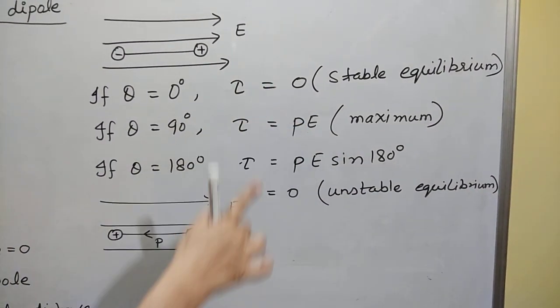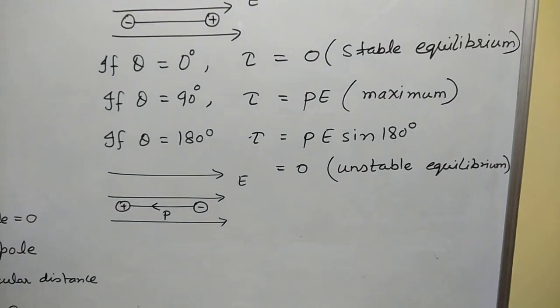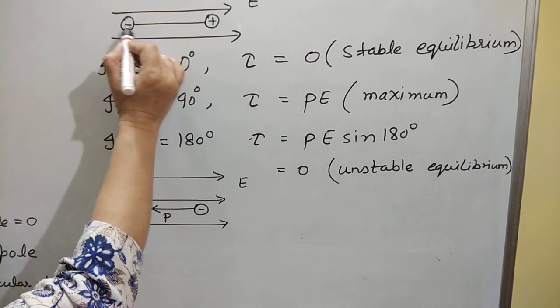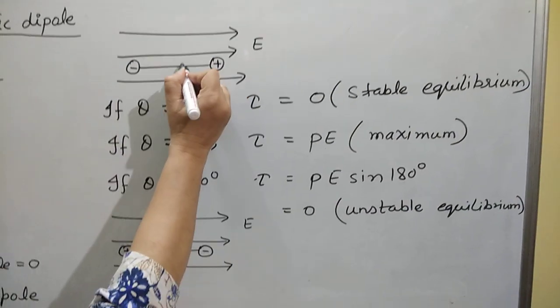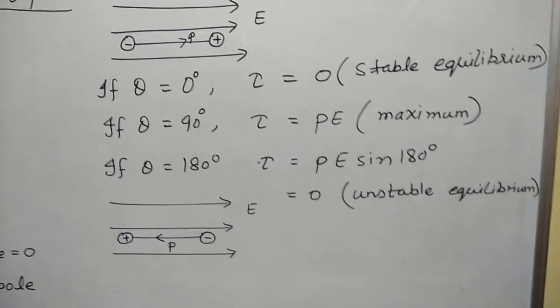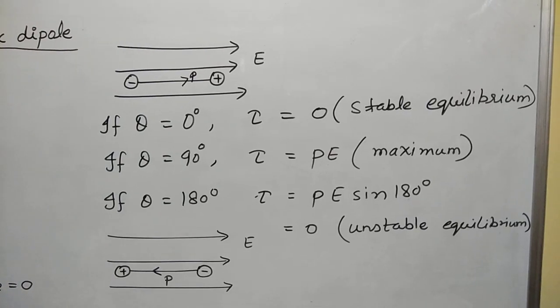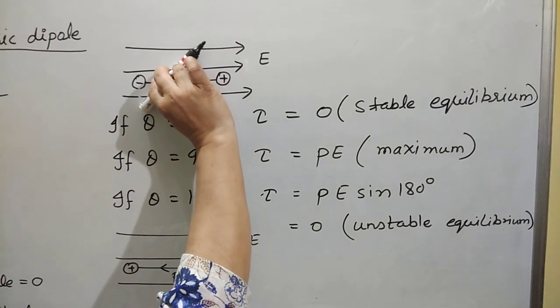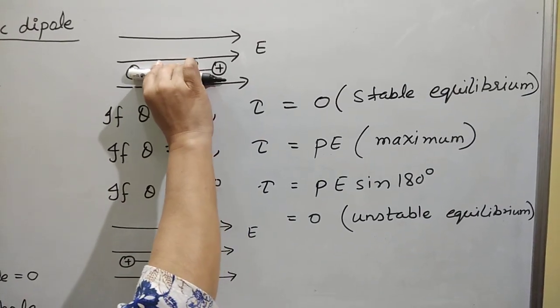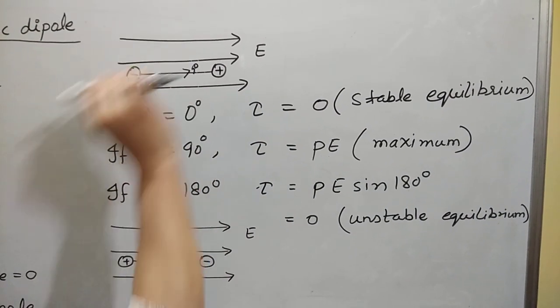What is the difference between stable and unstable equilibrium? Stable equilibrium is when the dipole is placed in this manner, when the dipole moment is along the electric field. If you displace this dipole slightly like this and leave it, it will come back to the same position. This is called stable equilibrium.